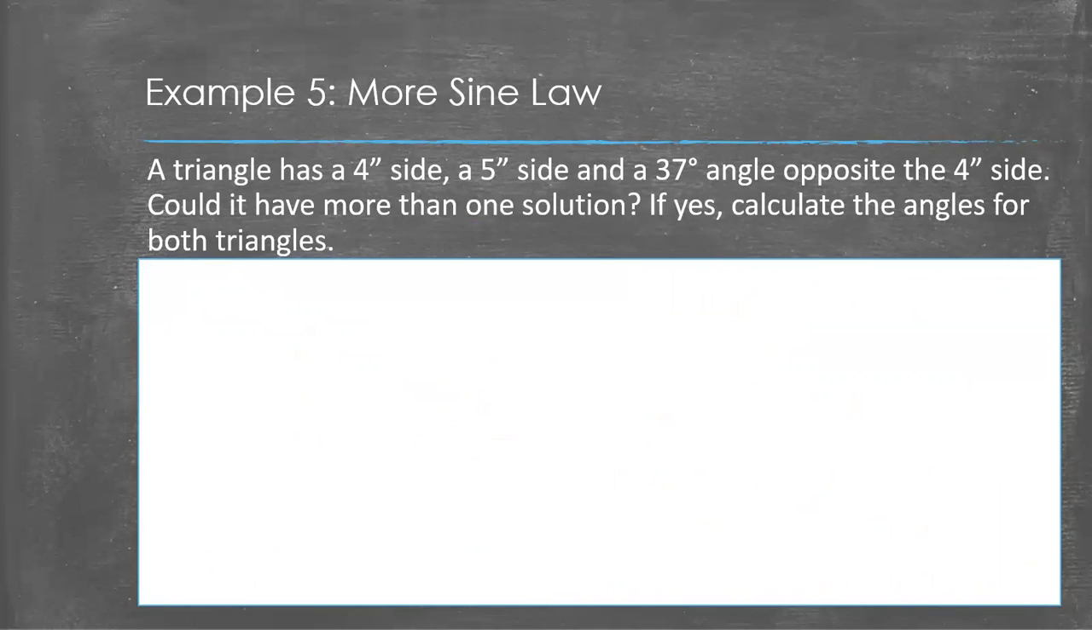One more with the sine law, and of course, I've included an ambiguous case, even though I said ambiguous cases tend to be rare, but I just want to give you another example with it. A triangle has a 4-inch side, a 5-inch side, and a 37-degree angle opposite the 4-inch side. Could it have more than one solution? If yes, calculate the angles for both triangles.